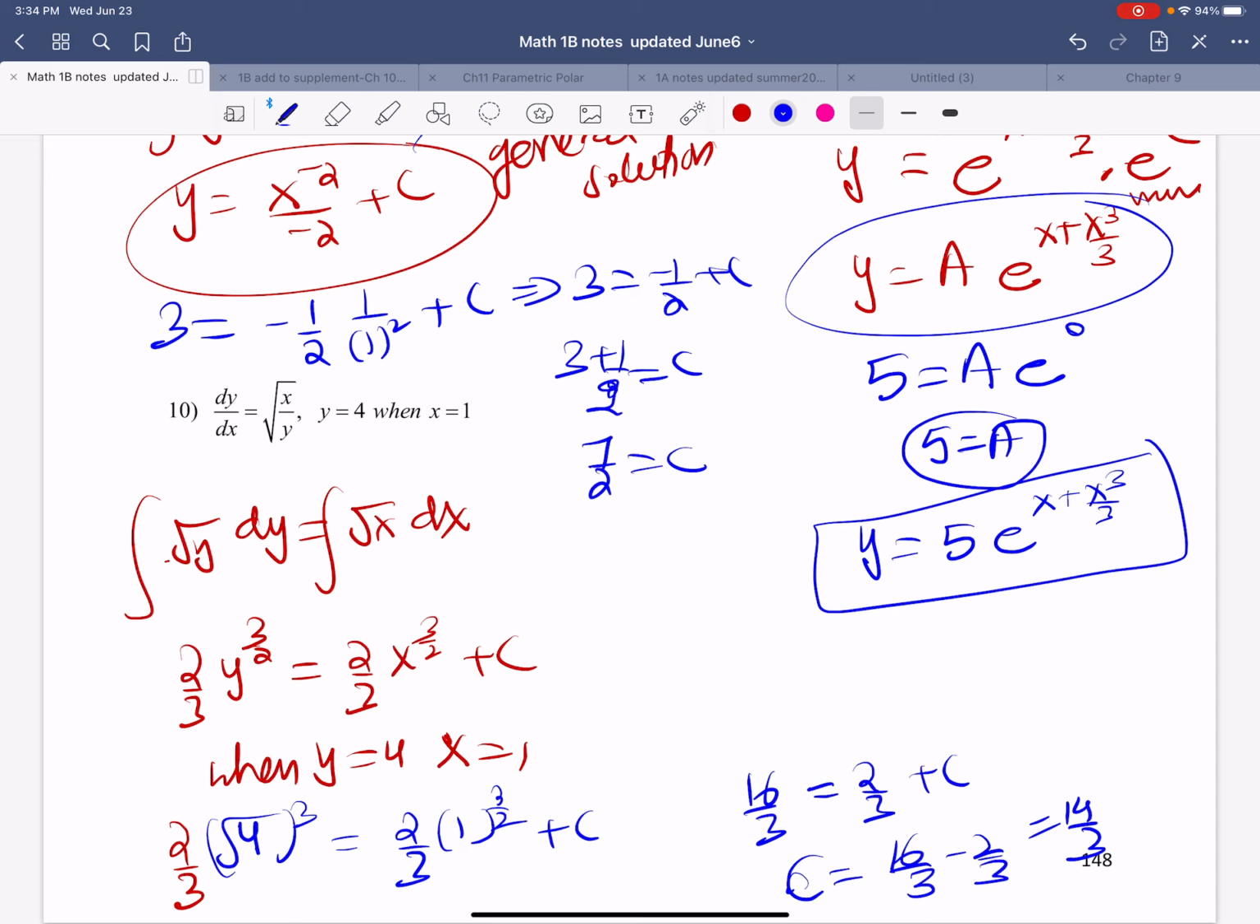Square root of 4 is 2. 2 to the third power is 8. 8 times 2 is 16 over 3 is equal to 2/3 plus c. Yep, that is correct, 14 over 3. All right, so my particular solution will be, I'm going to replace the c by 14 over 3. And that is our particular solution. That's what we were looking for, this equation.